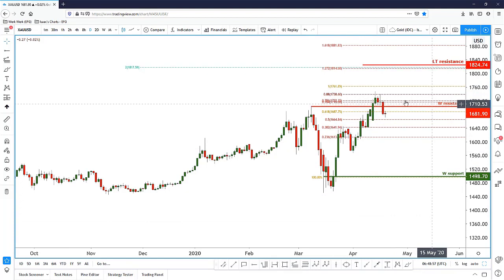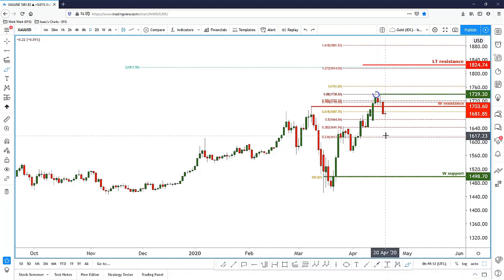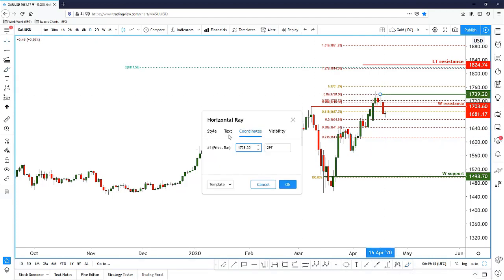And we see that the weekly resistance is also quite close to where I would put the daily resistance, which is actually somewhere here, the 88% extension, right? Where price actually spiked to once and twice before rejecting. Okay, so we can call this our daily resistance.